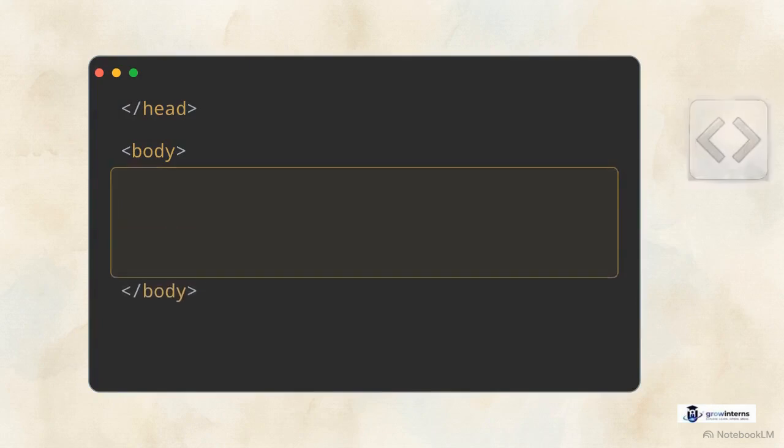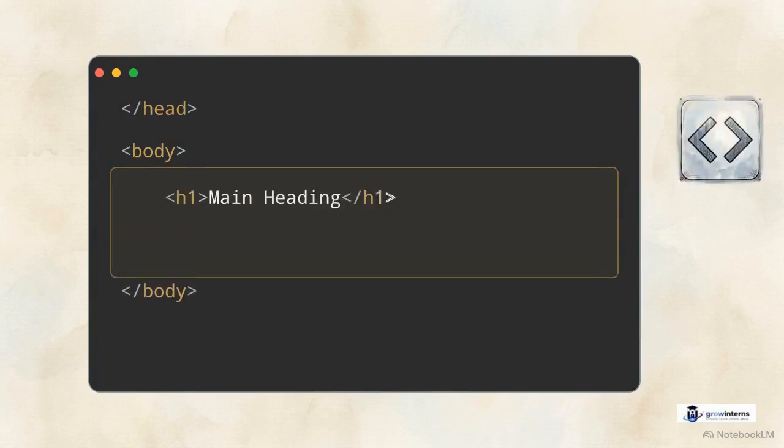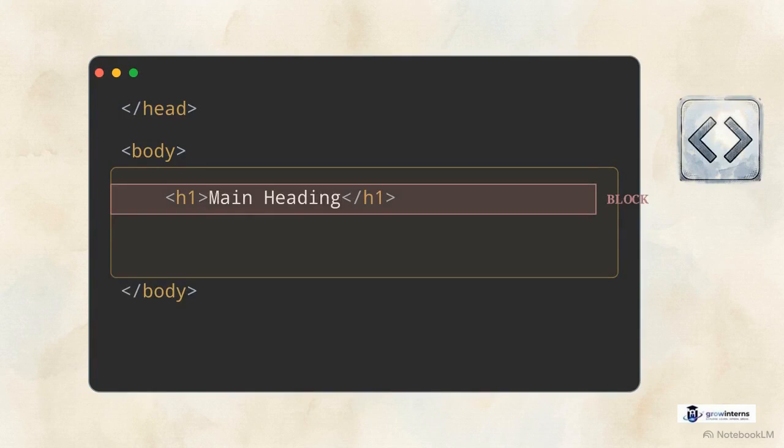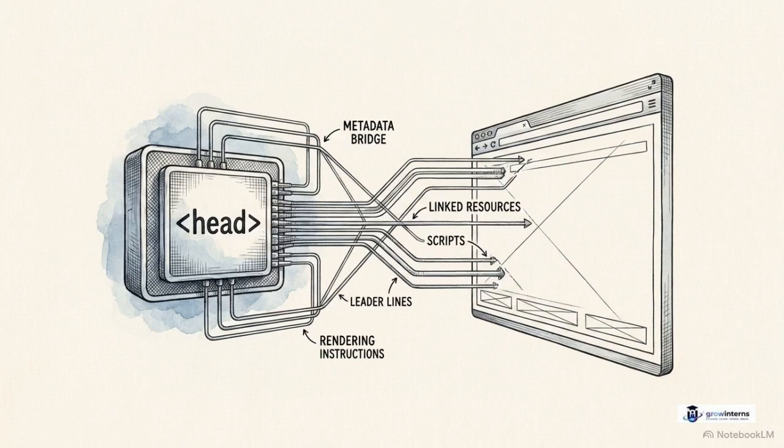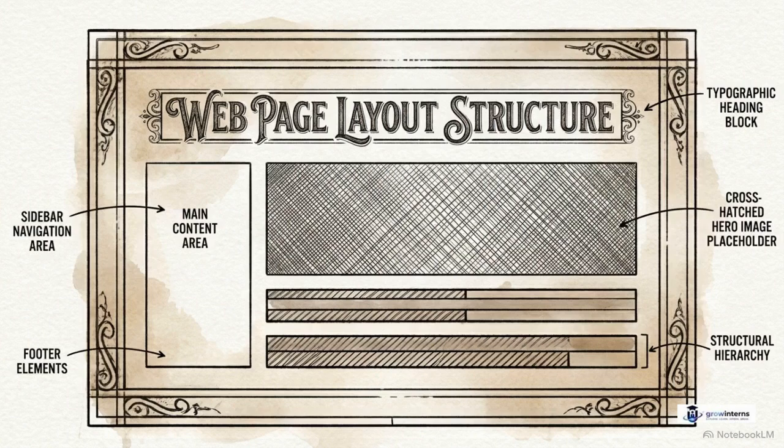With the metadata handled, we open the body element. This canvas is where all visible content and user interactions live. Inside, you place structural elements like an H1 block for your main heading or emphasis tags to emphasize text. When the browser reads this file, it applies the hidden rules from the head to render the elements in the body, giving you your final web page.